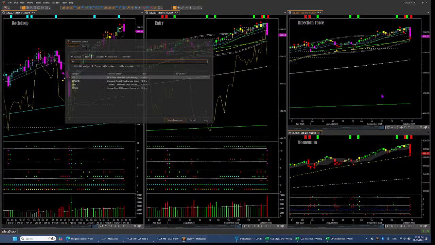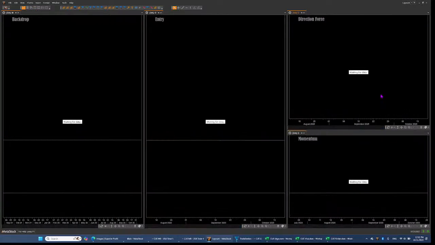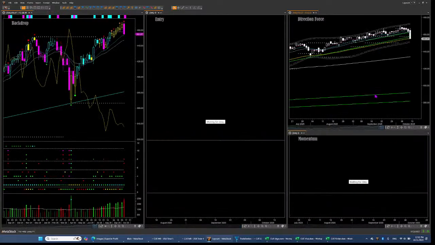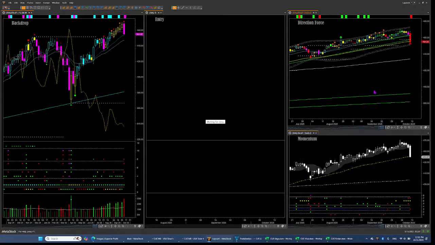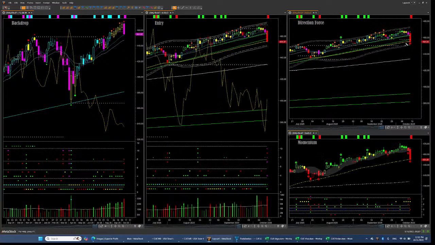DIA, huge bearish direction force and momentum signals. Here the trend line supports are all broken. Very bearish weekly, bearish daily, allows shorting, does not allow buying. However, here the recent swing high is quite far above the Friday's close. So I would not like to short DIA.